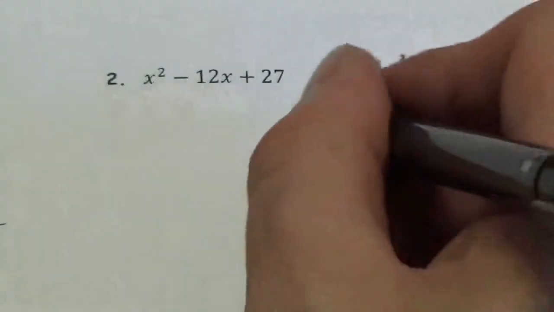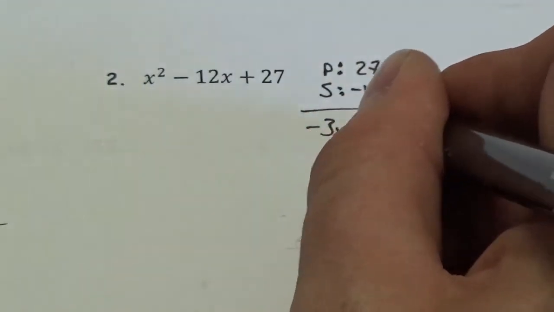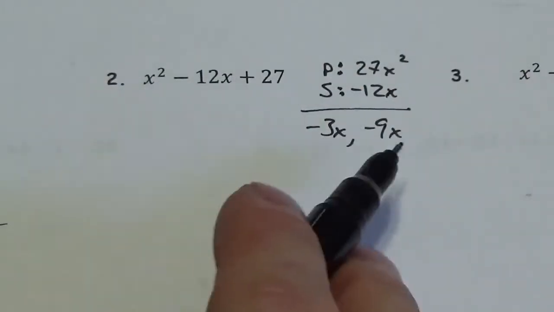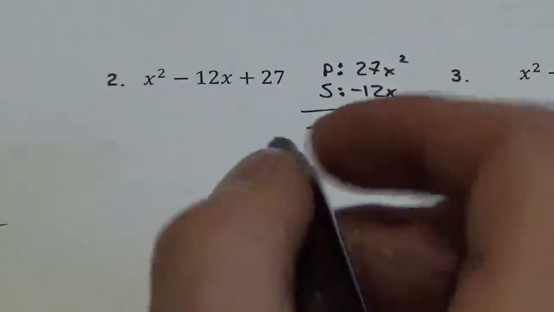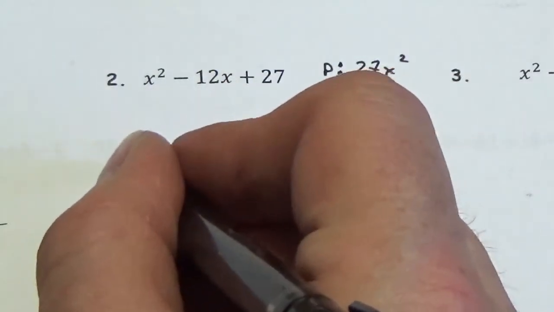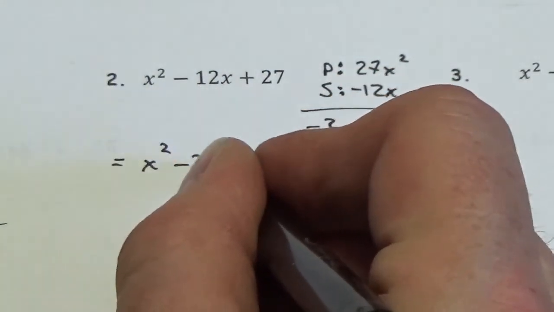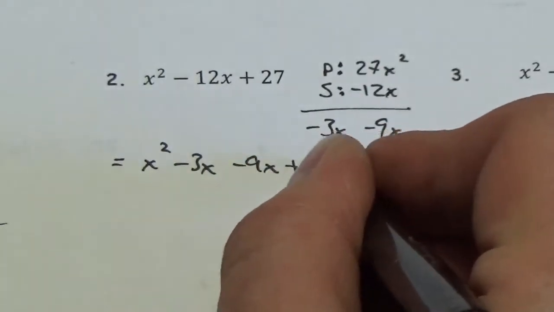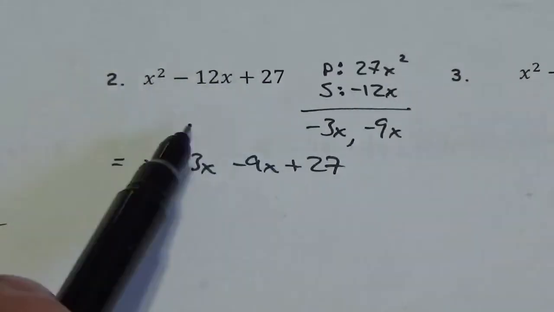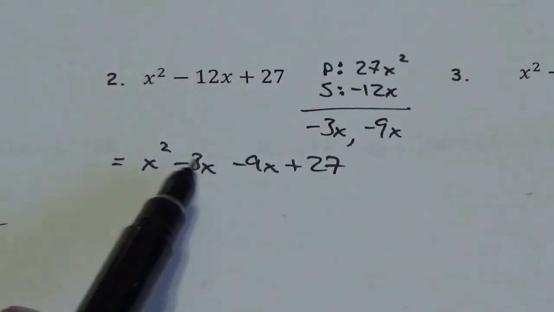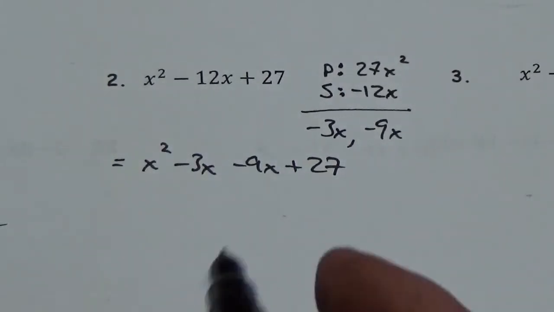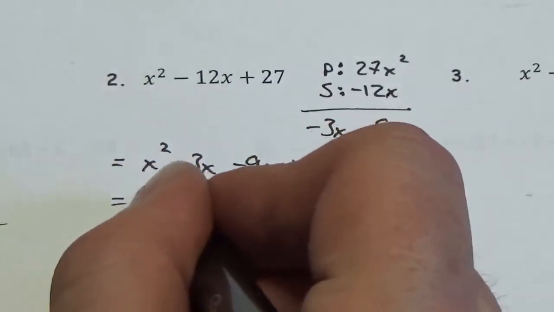And the two numbers I'm looking for here are going to be negative 3x and negative 9x. Once I've identified those, those are my inner and outer products, and I know I can put those together to get the negative 12. So I'm going to replace the negative 12 with those two. So this is going to equal x squared minus 3x minus 9x plus 27. So what have I done to this expression here? Well, honestly, nothing, because negative 3 and negative 9 combine together to get negative 12. So I've done nothing. But what I'm going to do now is grouping.